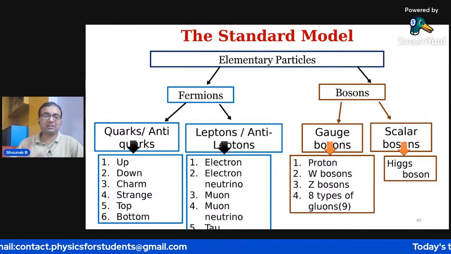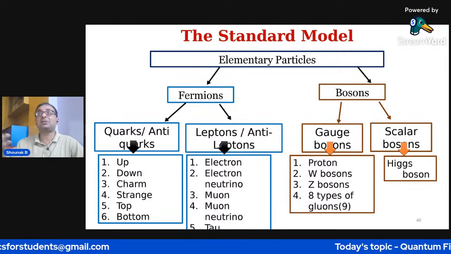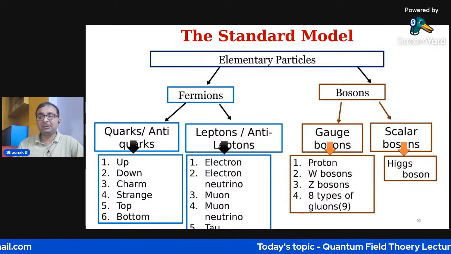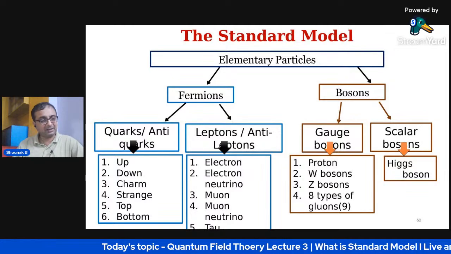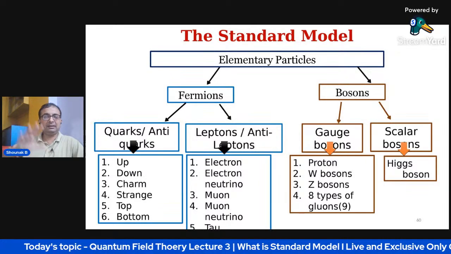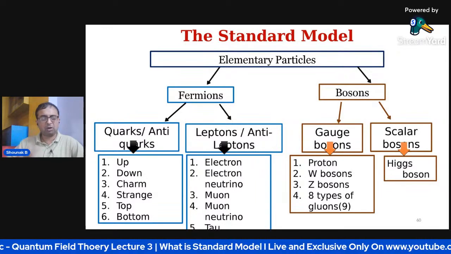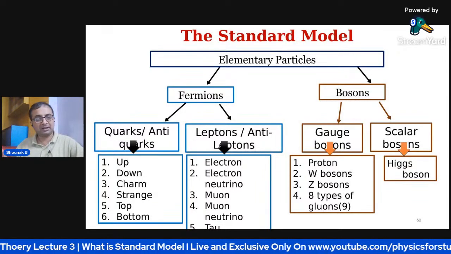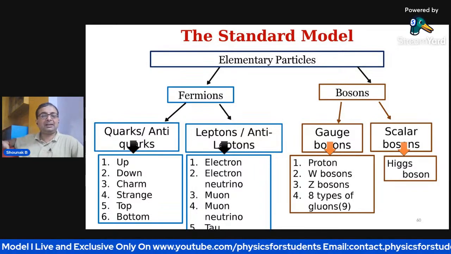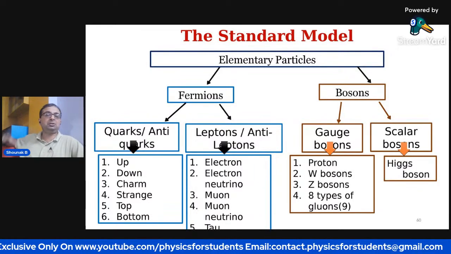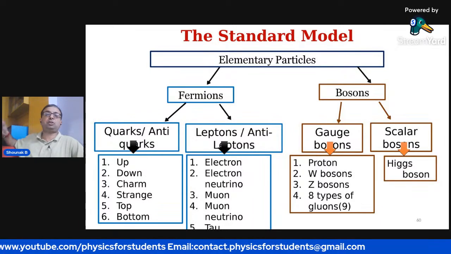I will come to the fermions later because they have a lot of things to explain. Fermions have quarks and antiquarks, and leptons and anti-leptons. Bosons, the force-carrying particles, include gauge bosons and a scalar boson. And these quarks and antiquarks are divided into up, down, charm, strange, top, and bottom.